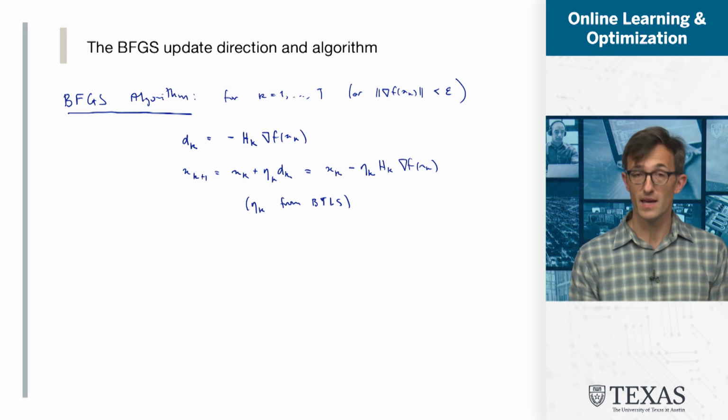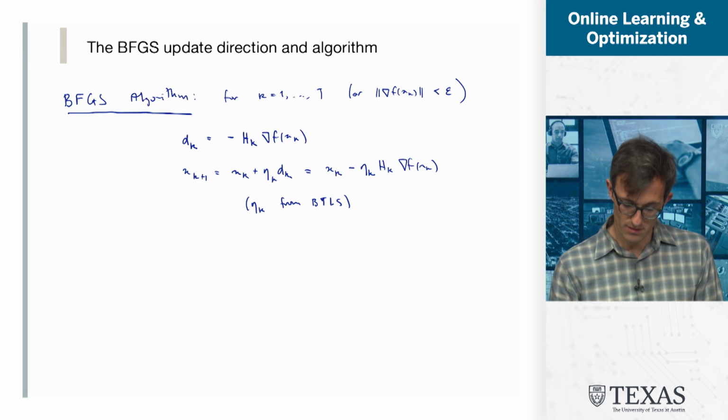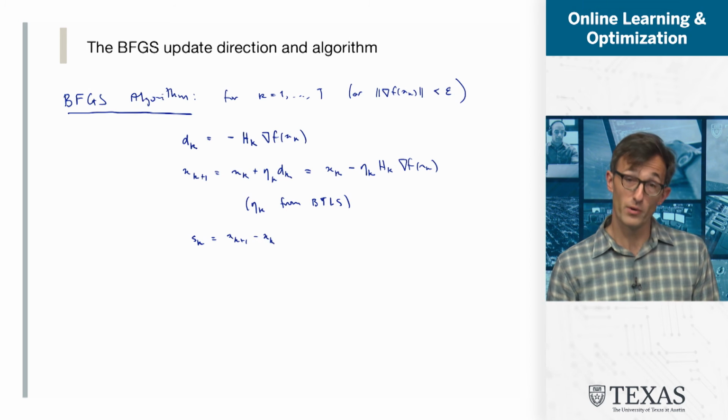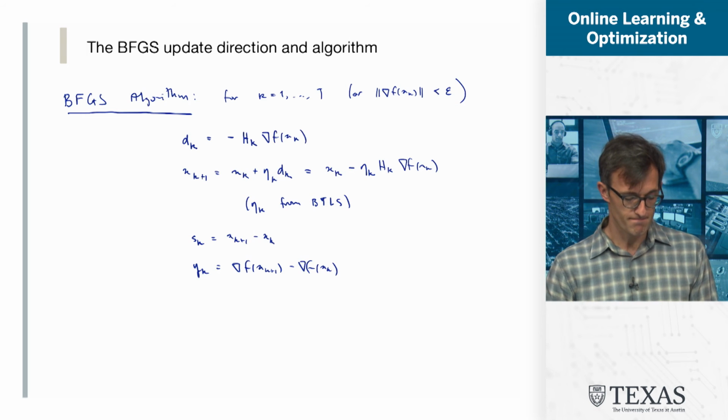And once we have xk plus 1, now we can update sk. sk is equal to xk plus 1 minus xk. And we can also update yk. yk is equal to the gradient of f of xk plus 1 minus the gradient of f of xk. And once we have sk and yk, let me just flip back one slide.